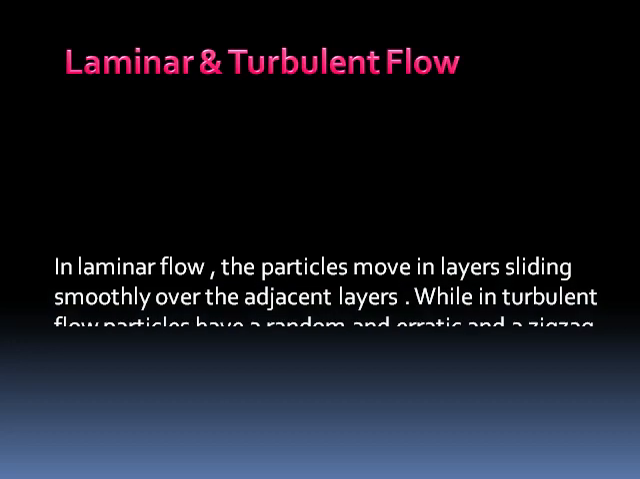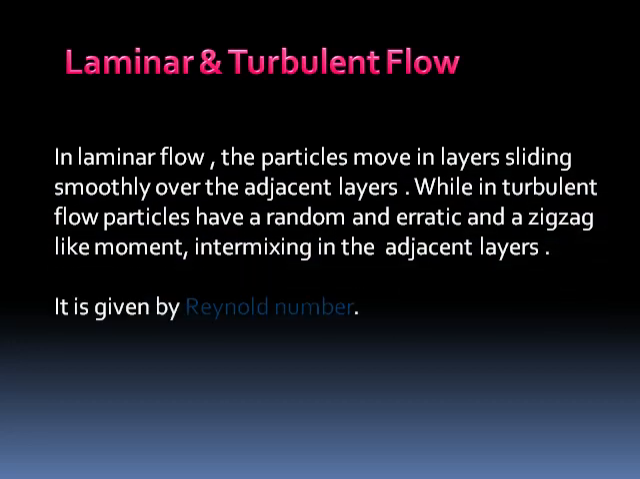Now we will see what laminar and turbulent flow are, and the differences and similarities between them. In laminar flow, the particles move in layers, sliding smoothly over the adjacent layer, while in turbulent flow, particles have a random, erratic, zigzag-like movement, intermixing in the adjacent layers. This is given by the Reynolds number. If for a flow its value is less than 2000, the flow is laminar. If it is greater than 4000, then the flow is said to be turbulent.